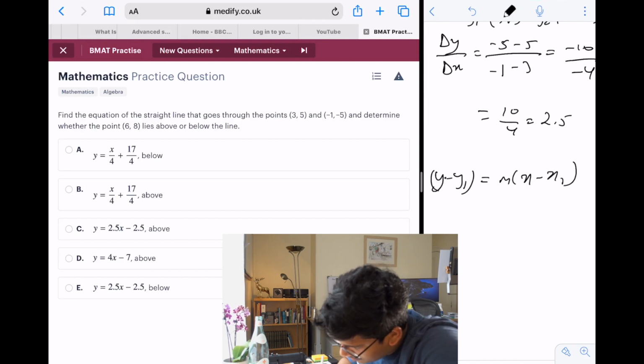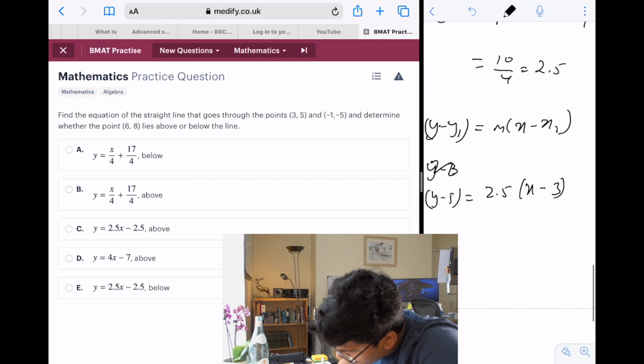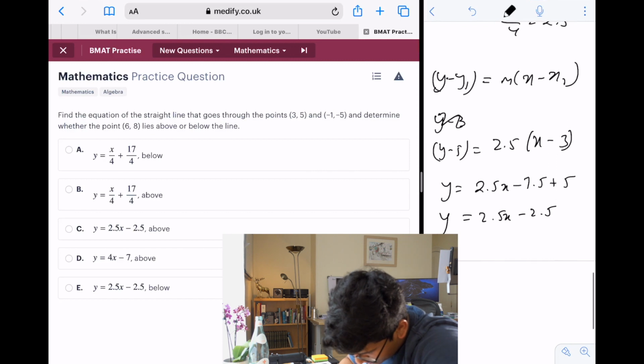Should take a coordinate there. So y minus 5 is equal to 2.5(x minus 3). So y is equal to 2.5x minus 7.5 plus 5, so y equals 2.5x minus 2.5. Great.